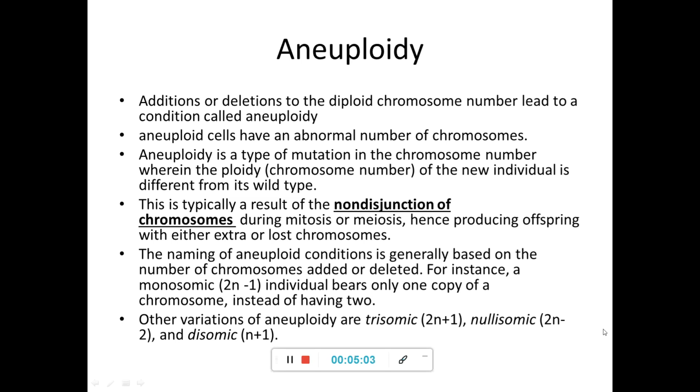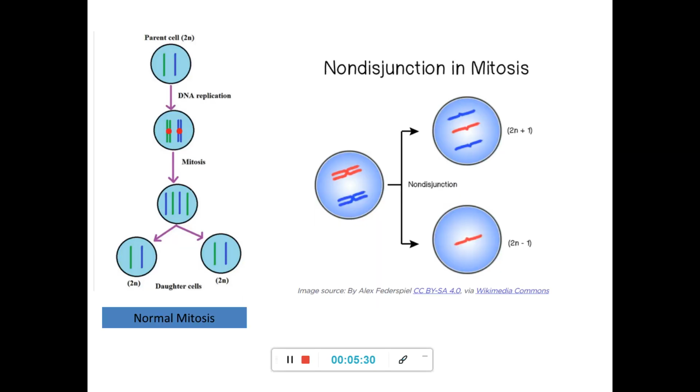Now, if you have a deletion of about one chromosome, you consider it as a monosomic condition, or sometimes you might have an additional one, so you call it a trisomic condition, or you might have lost two chromosomes and you call it a nullisomic condition, or sometimes you might have n plus one, that is a disomic condition. Like this, different terms have been given to these aneuploidy conditions.